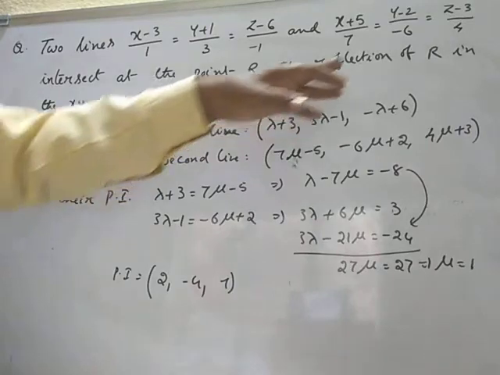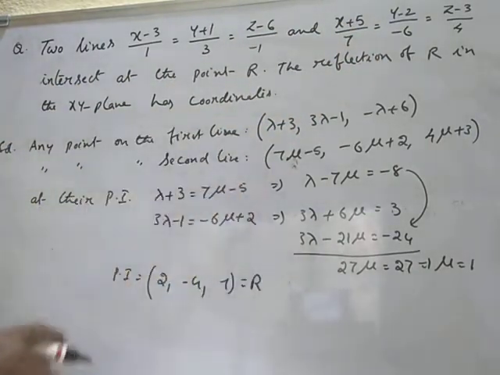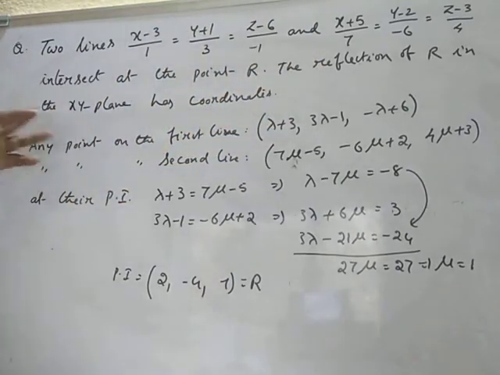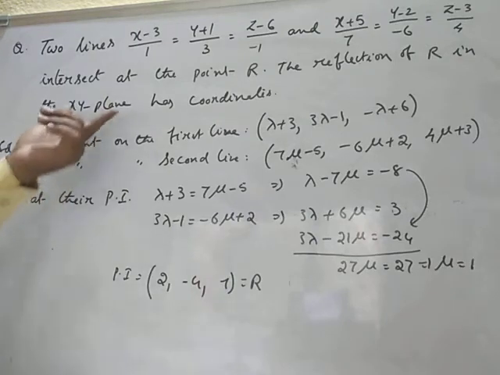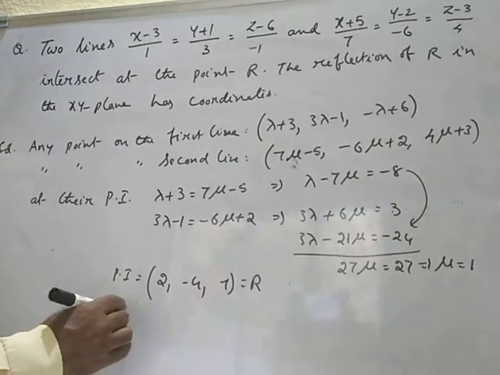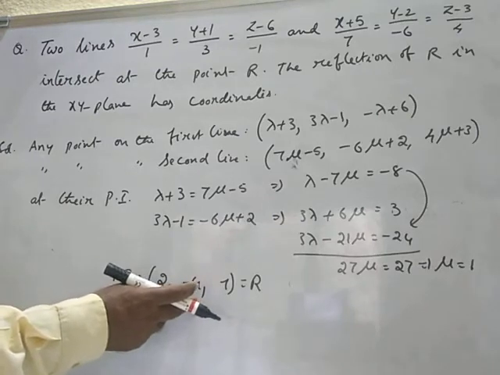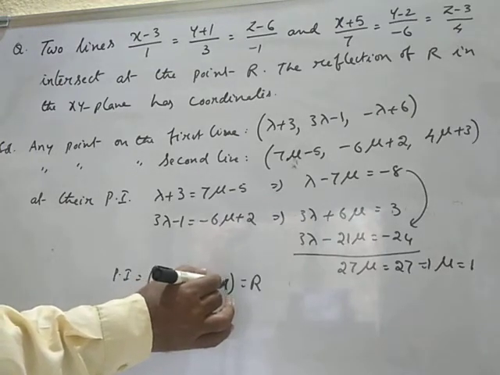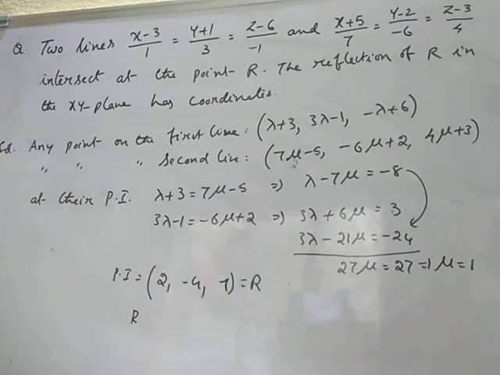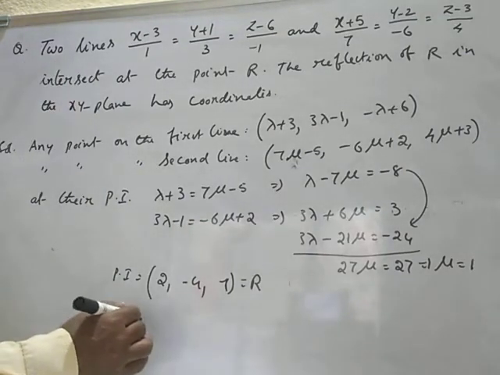Now we want the reflection of R in the xy plane. In the xy plane, only the z coordinate changes. So for the reflection of R, the x and y coordinates do not change, but the sign of the z coordinate changes.